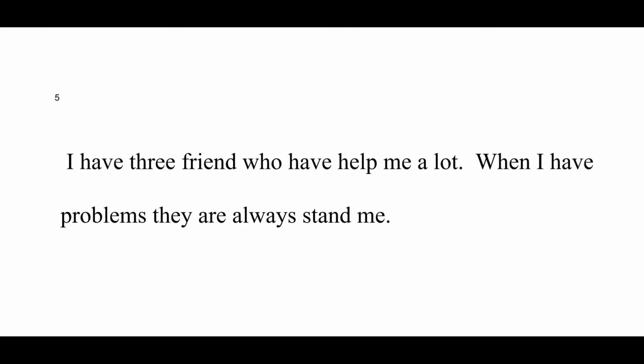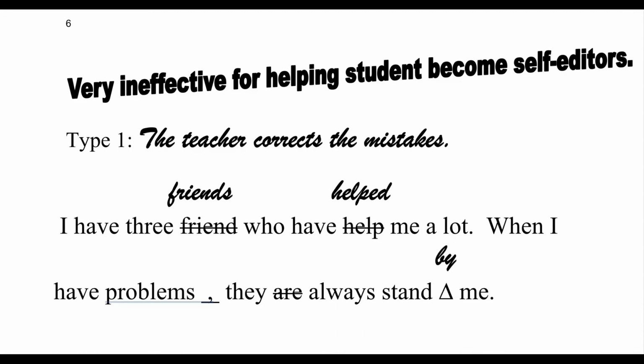Here is probably the least effective way to help the student. In this, the teacher merely corrected the mistakes. After getting this back from the teacher, the student will just copy the sentences correctly without really needing to understand or analyze the mistake. This next method, type 2, is a step better than type 1, but still not the most effective.